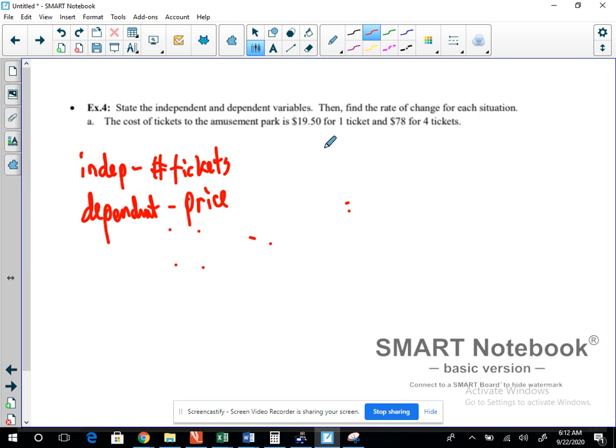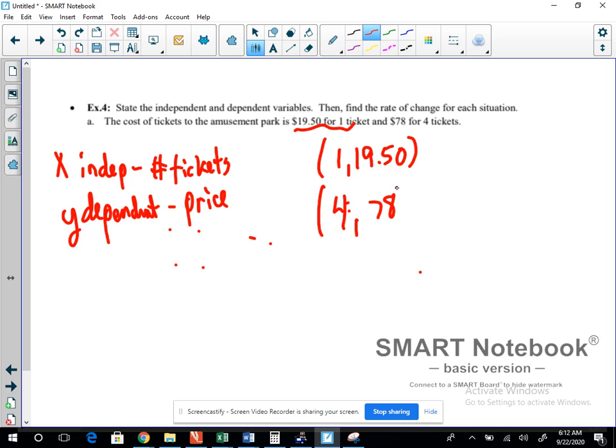So $19.50 for one ticket. I'm going to write that as an ordered pair. The reason I'm talking about the independent variable is X, the dependent variable is Y. So I'm going to make the tickets X, and we have 4 tickets for $78 and one ticket for $19.50. And then I'm going to use that to find the slope.